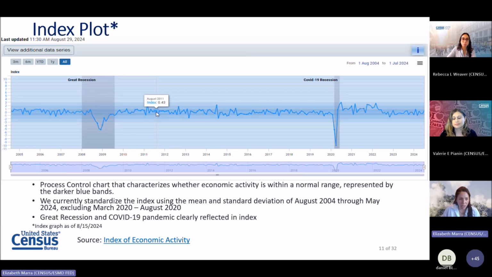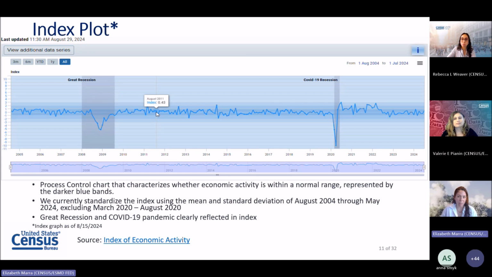Here is a closer look at the graph of the index. This graph goes back to August 2004. One of the nice features is that you can hover over any point on the line to see the estimate of the index for that month. I've done that here for August 2011. The index was 0.3.